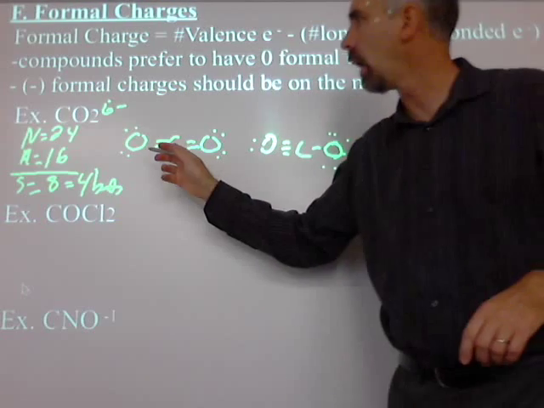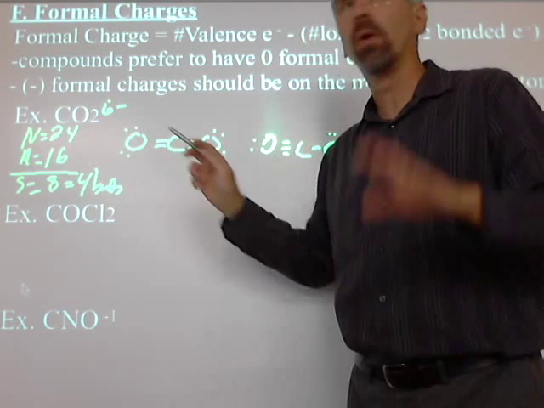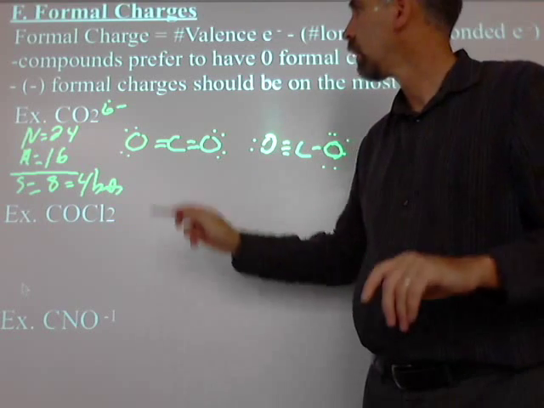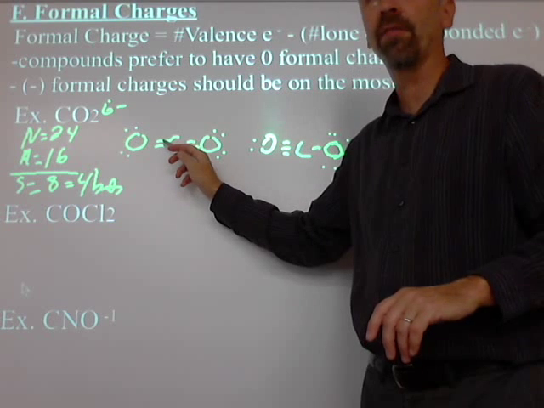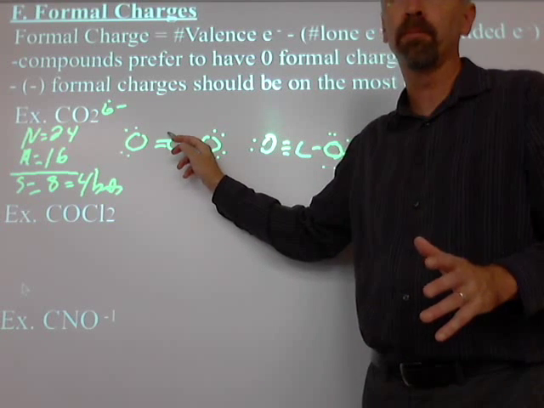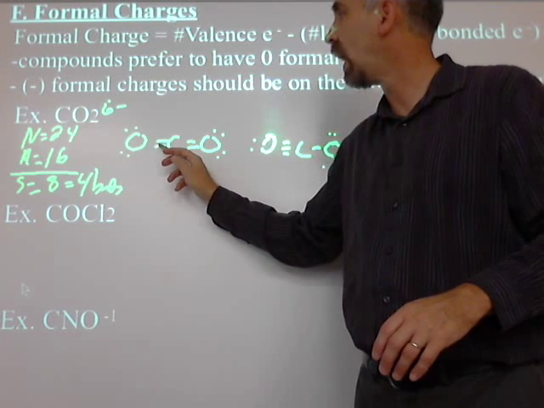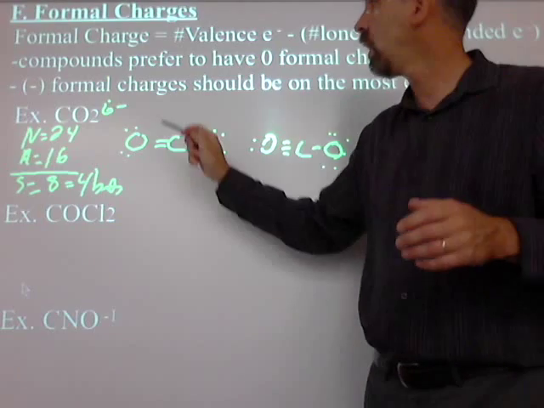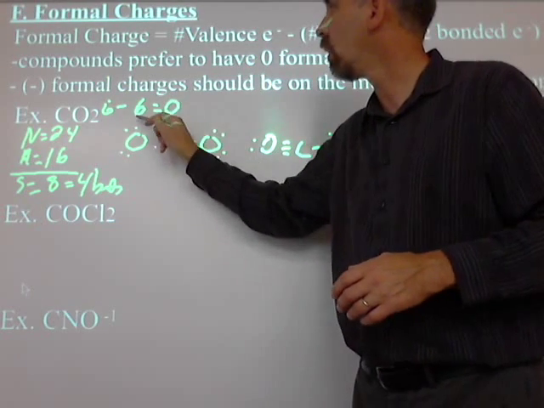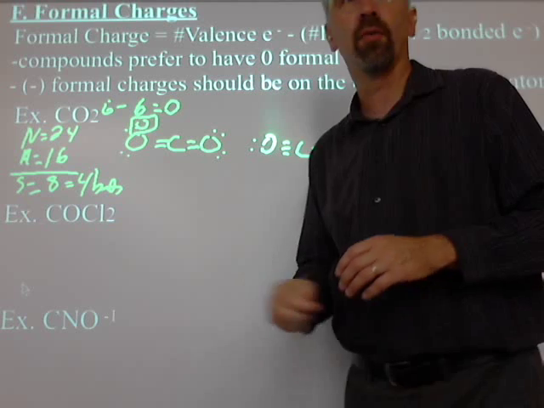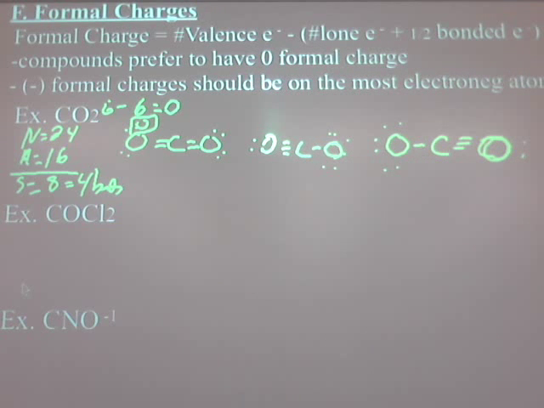Let's see what that is for this guy. 1, 2, 3, 4 lone electrons. 4, 5, 6. Half the number, because there's actually 2 for each of those pairs, right? So 1, 2, 3, 4, 5, 6. Got it? So 6 minus 6 happens to equal 0. So this guy's 0 for his formal charge.